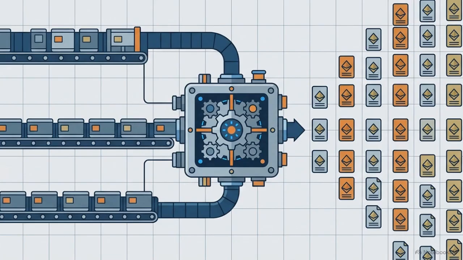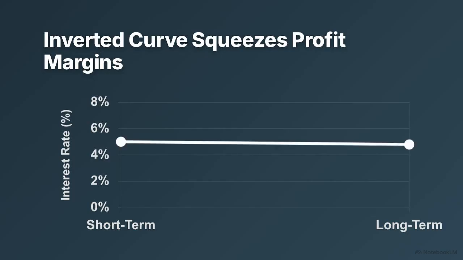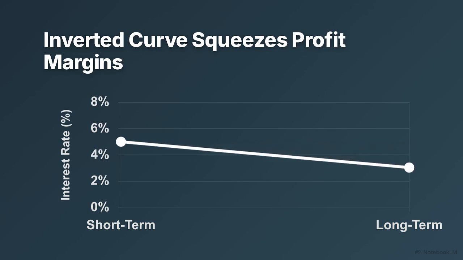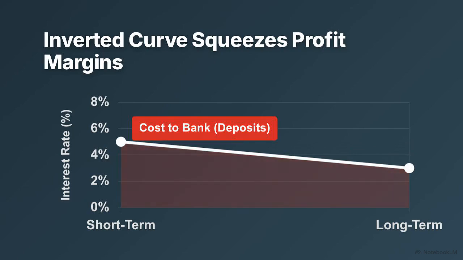This manufacturing process turns the local branch into a factory for credit and debt, extracting continuous interest from every layer of the economy. Lending carries inherent risks, particularly when an inverted yield curve forces banks to pay more for short-term deposits than they earn on long-term loans.